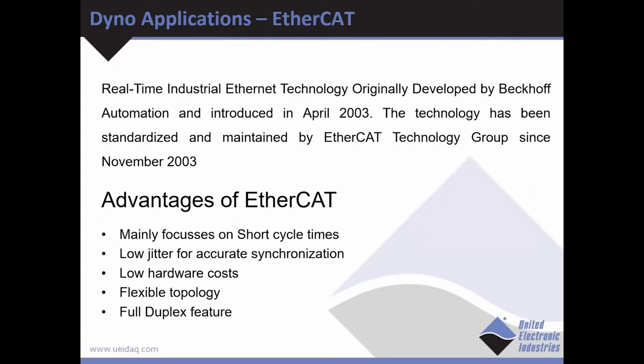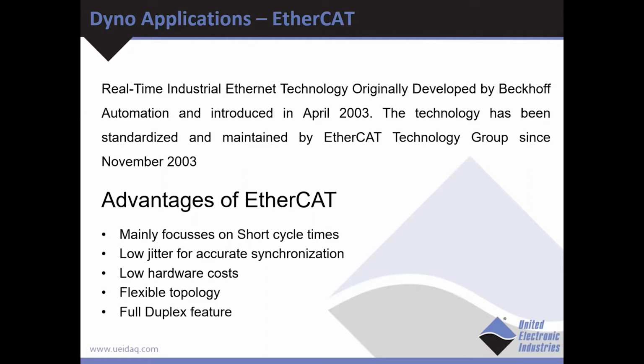So first, let's take a look at an introduction to EtherCAT. EtherCAT is a real-time industrial Ethernet technology. It was originally developed by Beckhoff Automation, and it was introduced in April 2003. The technology has been standardized and maintained by the EtherCAT Technology Group, or ETG, as they call it, since November of 2003.